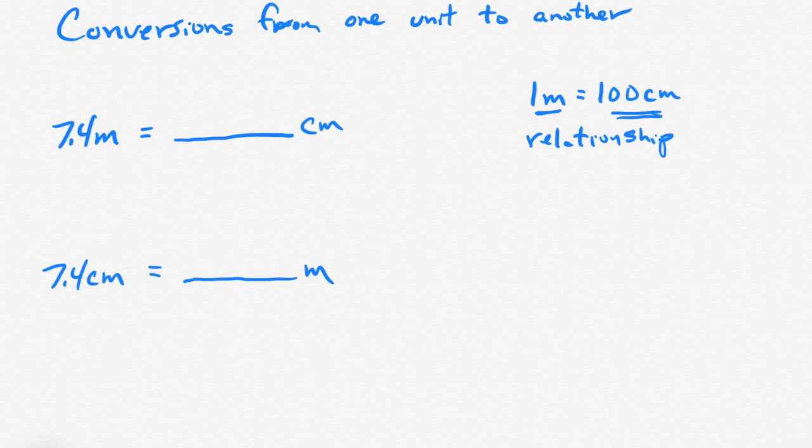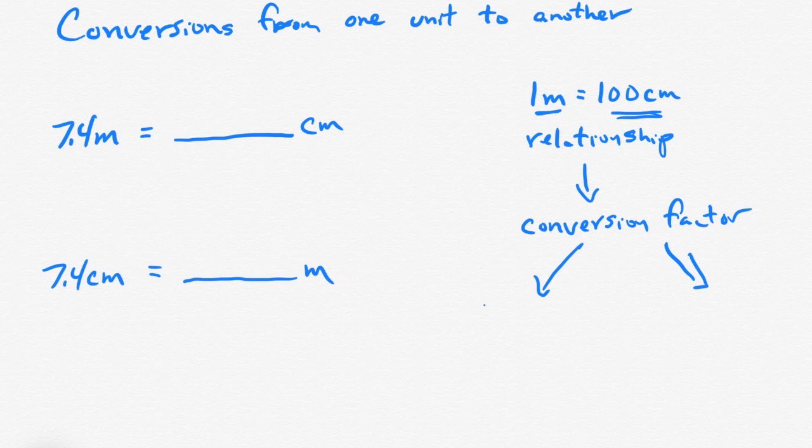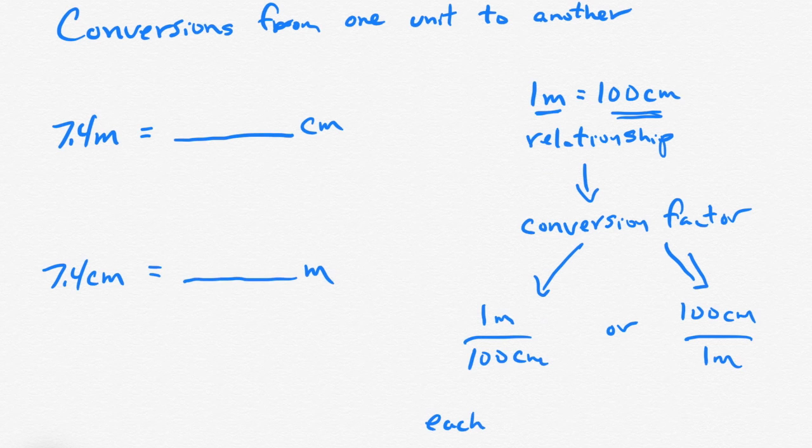Alright, so from this relationship, both values are the same, just different units. We create something called a conversion factor. Now, there are two possible conversion factors for the relationship of 1 meter to 100 centimeters. We can write it two ways. We write it in terms of a fraction, 1 meter on top to 100 centimeters on the bottom, or we have the conversion of 100 centimeters on the top to 1 meter on the bottom. Each conversion is equal to each other. The only difference is there are different units. Okay?